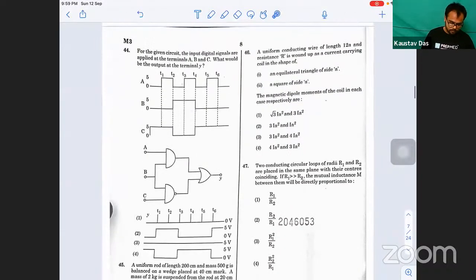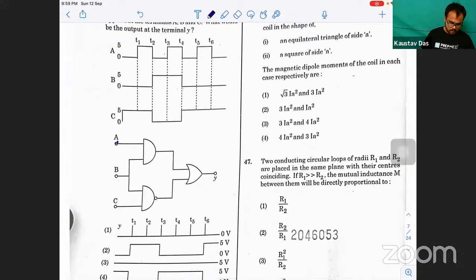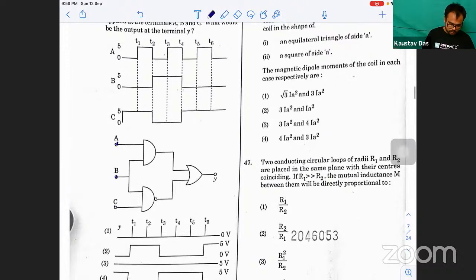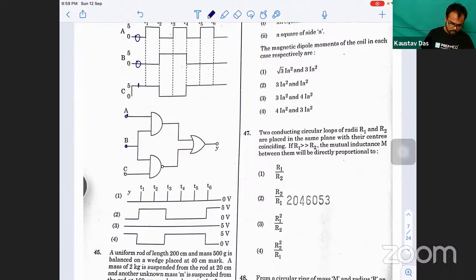Come to question number 44. It will not take time. It is a pretty easy question. The inputs are given here, and the corresponding logic gates are also provided to you. So here we have 0, we have 0, we have 1. You don't think in terms of 5 volt and all. You think in terms of 0 and 1 in binary digits. It is going to be pretty easy to think of them.